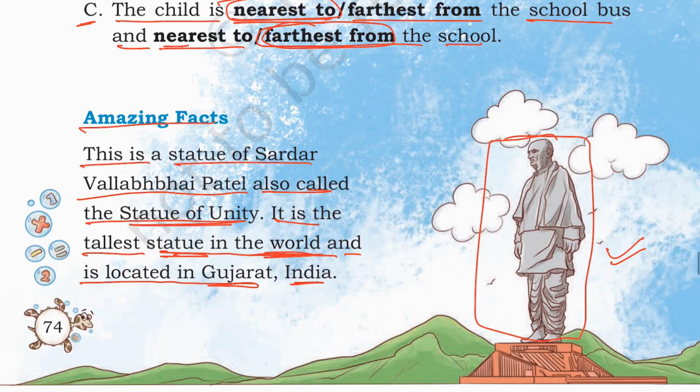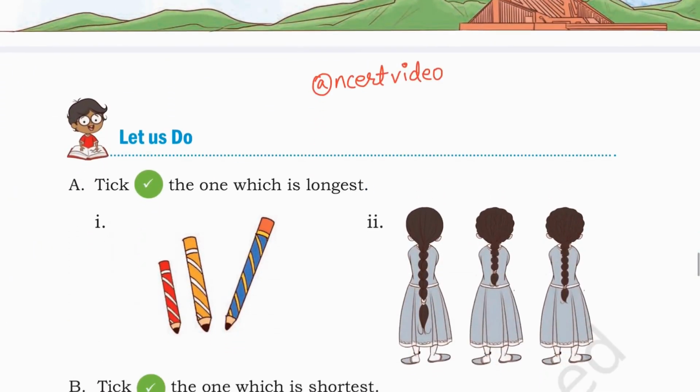Then you have to remember which is the tallest statue in the world. The statue of Sardar Vallabhbhai Patel, called the Statue of Unity, is the tallest statue in the world. It is located in Gujarat, India.